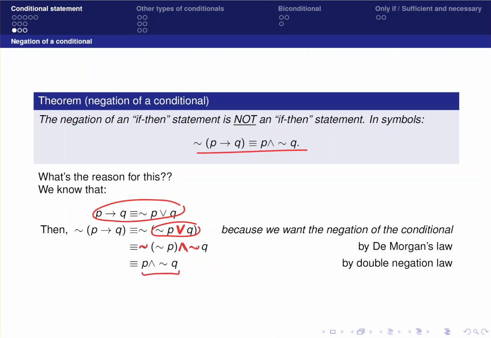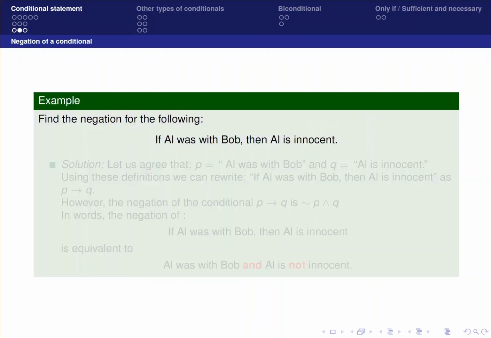This is very useful, and you should try to remember that the negation of an if-then statement is not an if-then statement as well. This is a common mistake that happens in this class. So if you're negating if something, then something, your negation is not going to have the words if and then. It will have the word and instead. Let's take a look at an example.